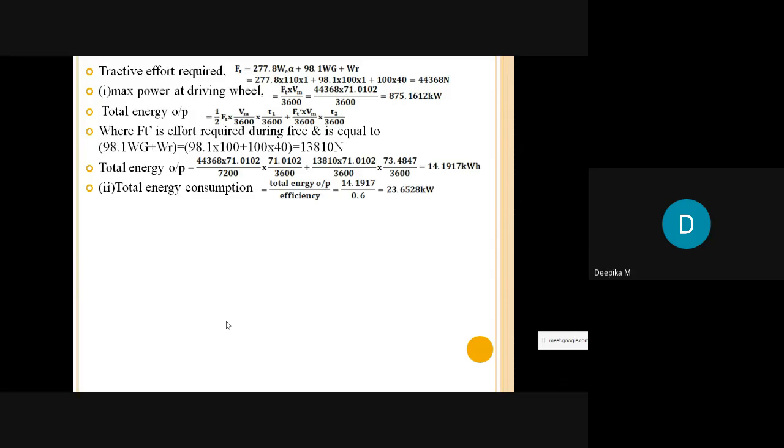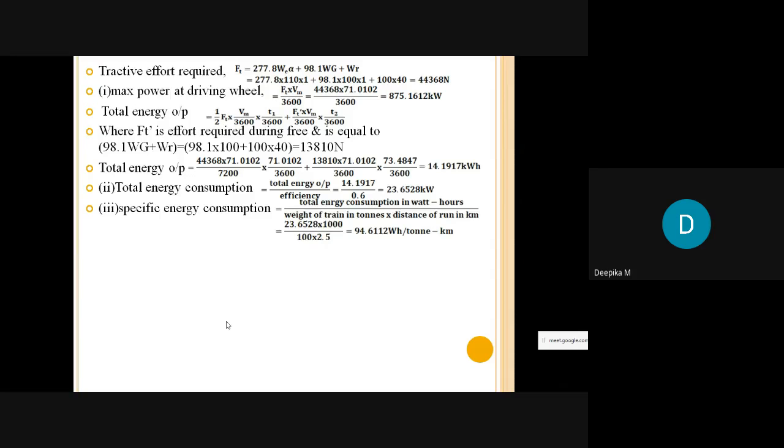Next we have to calculate the total energy consumption, which is the total energy output divided by efficiency, which is 23.6528 kilowatt hour. So specific energy consumption is the total energy consumption in watt hour divided by the weight of the train in tons into the distance of running in kilometer. Hence it is 94.6112 watt hour per ton kilometer.